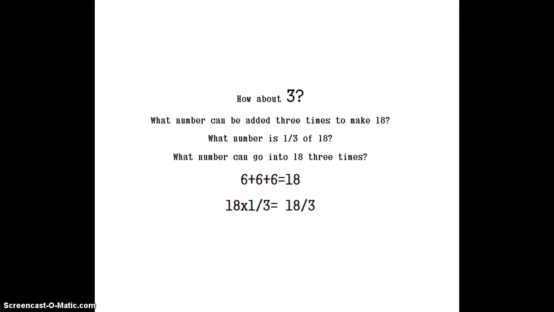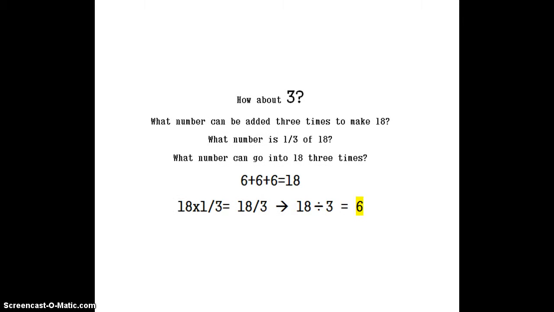Now, how do we simplify a fraction? That's right, we will divide the numerator by the denominator. So 18 divided by 3 equals what? That's correct, it equals 6. So, in the same way, we can also see that 6 goes into 18 3 times.